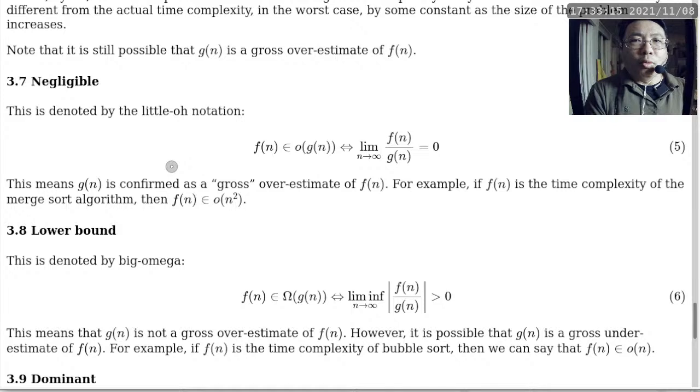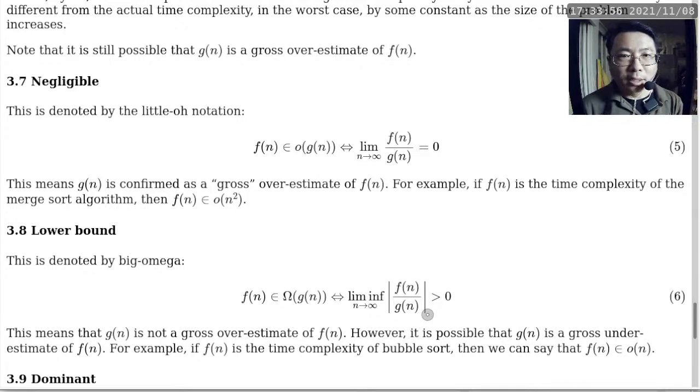We're going to ignore negligible because it's very seldom that it actually becomes useful. So we're going to ignore negligible. And instead, we're going to skip to lower bound. So when you look at lower bound, you will say, oh, this looks a whole lot like upper bound. Instead of big O, we have big omega here. Instead of lim sup, we have lim inf, limit inferior. And instead of being less than infinity, we just have greater than 0. Yep, that's it. That's how we say g of n is a lower bound of f of n.